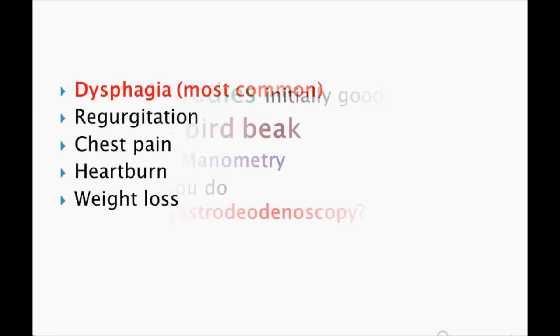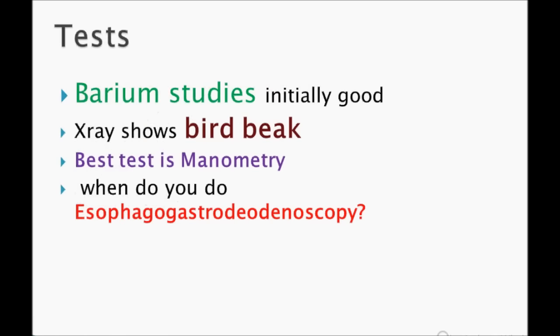Test: what do you do? The barium study is initially good. Initially we need to do barium studies, right? This is very important. Which of the following is the next best step? Barium studies are the best step. If they give a clear history of dysphagia related to achalasia, then do barium studies.